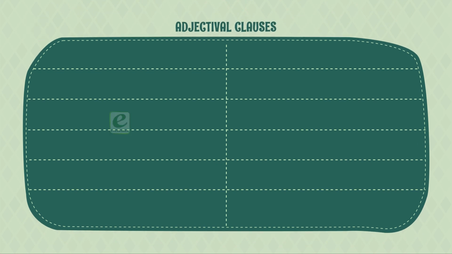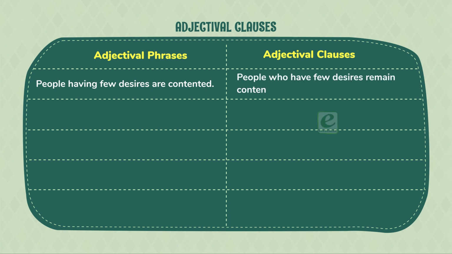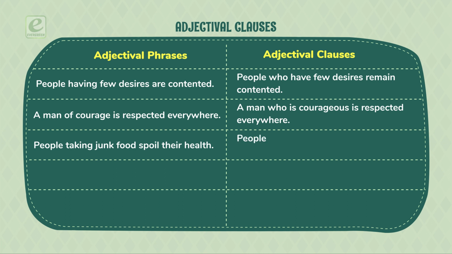Adjectival phrases, adjectival clauses. People having few desires are contented. People who have few desires remain contented. A man of courage is respected everywhere. A man who is courageous is respected everywhere. People taking junk food spoil their health. People who take junk food spoil their health.